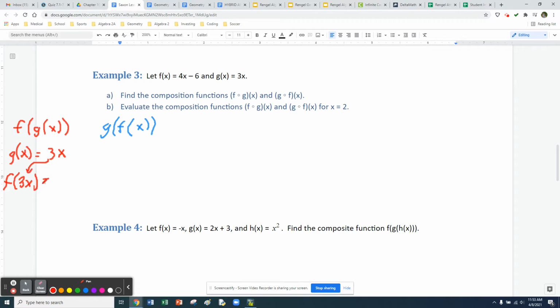So we're going to now take the f of x function, and we're going to input 3x into it. Looking at my function, it's 4x minus 6, so that means I'm going to take 4 times 3x and then subtract 6. So all I'm doing is taking the input of 3x, taking the x out, and replacing it with that 3x. And I end up getting 4 times 3x is 12x minus 6. So when we do our composition of functions, f of g of x, I get the result 12x minus 6.